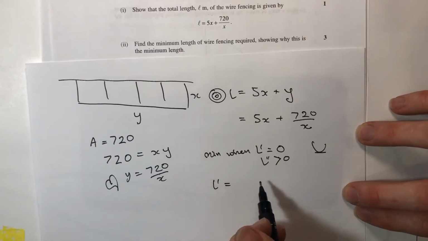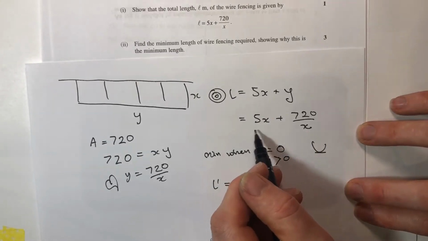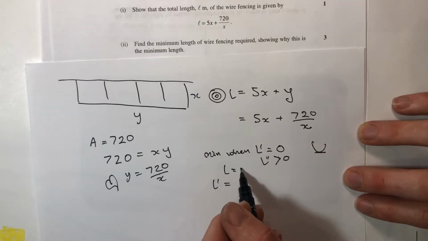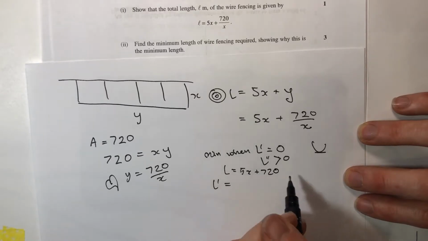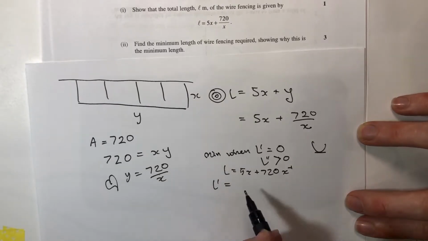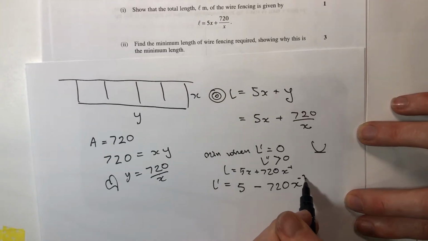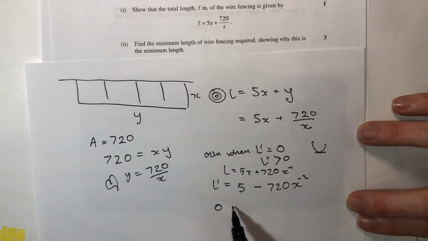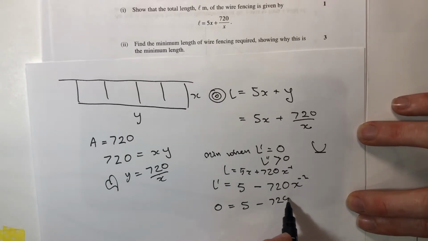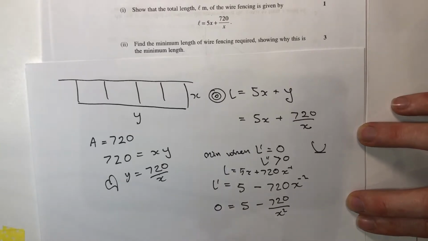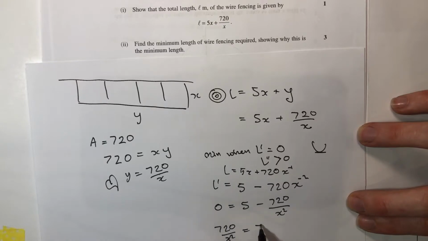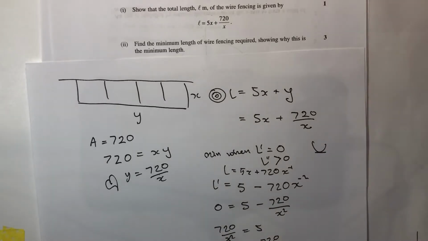So L dash would equal, actually before I do that I'm just going to say L is equal to 5x plus 720 x to the minus 1, because it's easier to differentiate. L dash would be 5 minus 720 x to the minus 2. So 0 equals 5 minus 720 on x squared, because I'd rather that down the bottom. Move it over, 720 on x squared equals 5, times the x squared up, divide the 5 down, x squared equals 720 on 5, which equals 144.